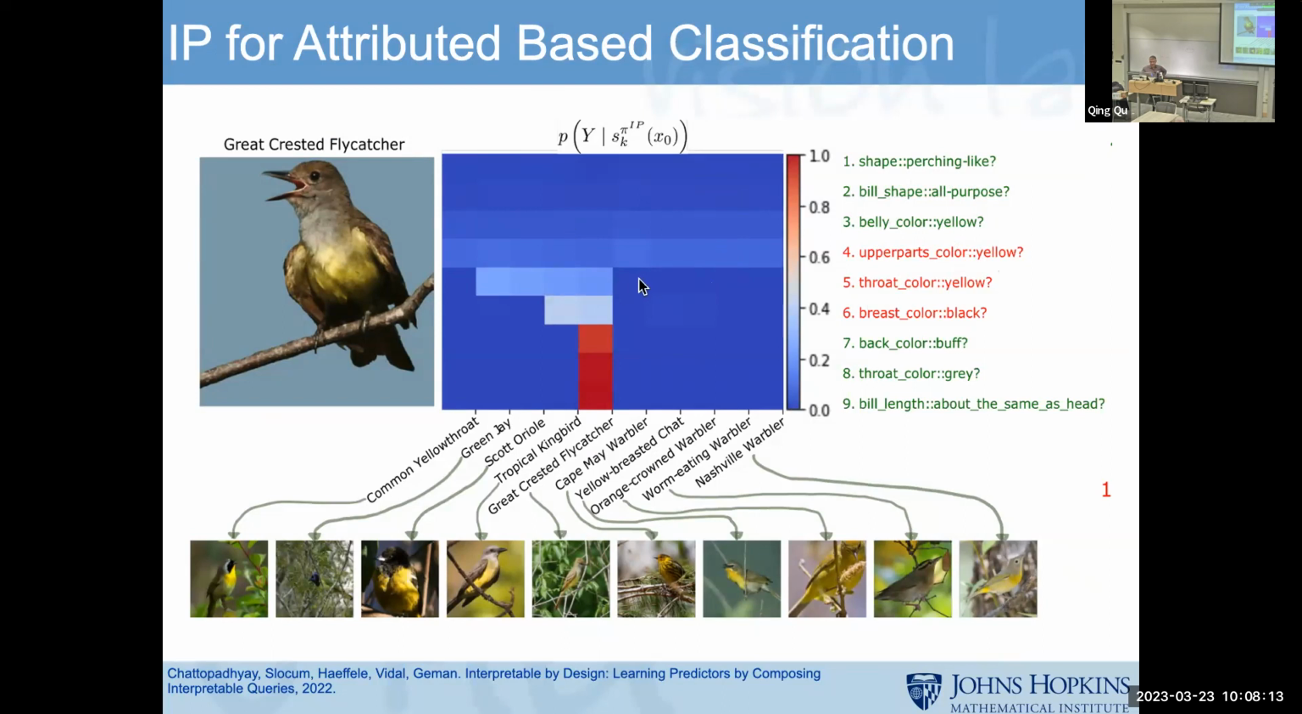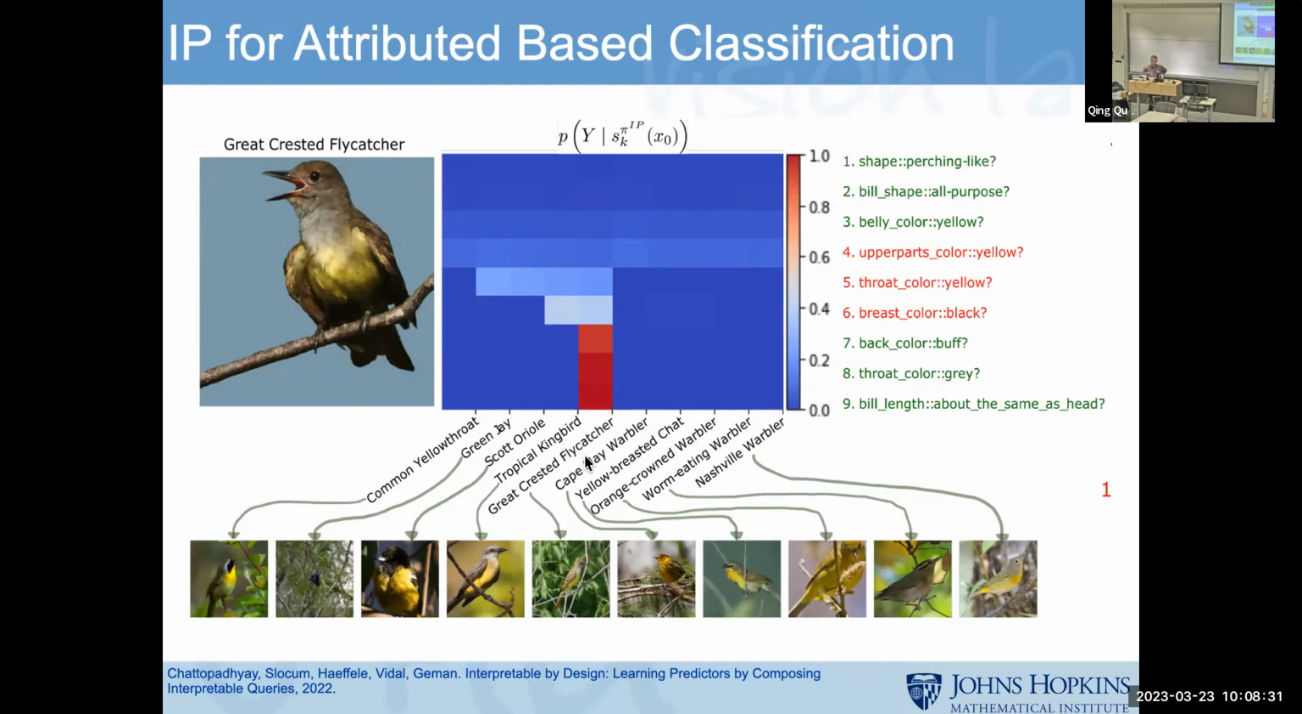After 5 questions, by the way, I'm not showing the 200 classes here. I'm only showing 10. Okay. But after 5 questions it is picked down to 4 possibilities, then 2 possibilities. And after 7 questions, it just picked 1, which is the correct one: it's a great crested flycatcher.